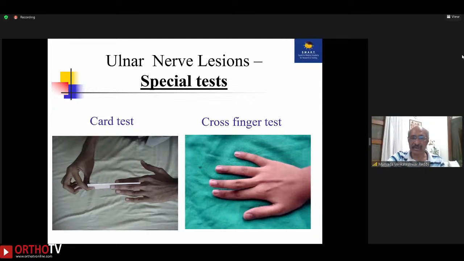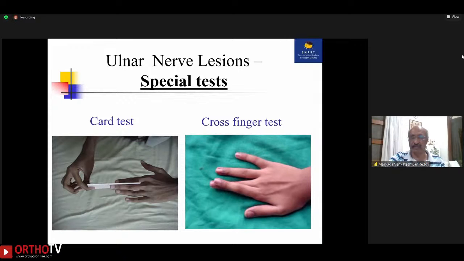Next is the card test. There's a little controversy. Some people say the patient himself puts the card between similar fingers on either side and pulls, and you see. Probably that is the best way. But even if you do it this way, most of the time the examiners will accept it. The other easiest way is the cross finger test, which is the simplest test. Just ask the patient to cross. That means the intrinsics are working for both the fingers. So these four special tests you should know, and if the examiner asks you to demonstrate one, you should be able to do that.